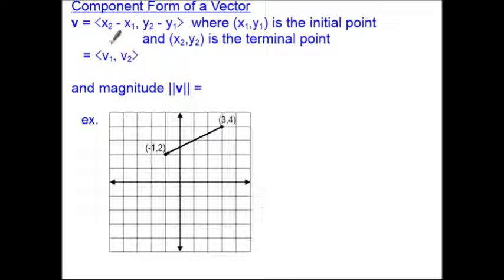So basically what we're saying is x2 minus x1 gives me V1, and then y2 minus y1 gives me V2. Kind of the x and the y components of V, if you will. Okay, so before I give you the magnitude, let's go and take a look at this.